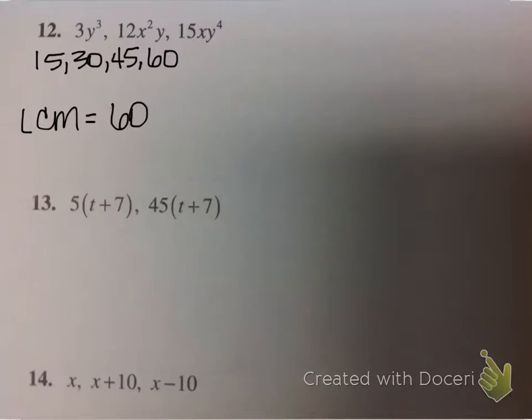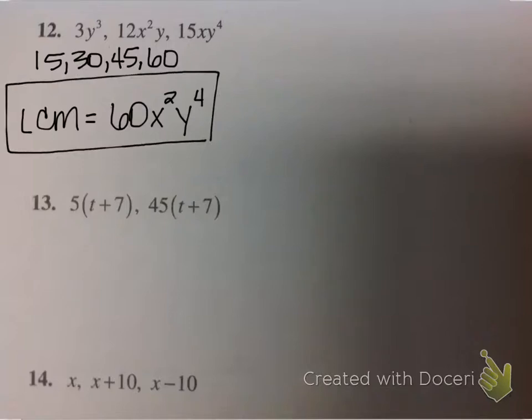Now let's look at the x's. In the first one I don't have any x's, in the second one I have x squared, and in the third one I have a single x. Remember we said that you have to go with the largest exponent that you see. So x squared. And then finally let's look at our y's. Y cubed, y to the 4th. Well, what's the largest exponent? y to the 4th. So there's my LCM, and I did a small list, but I didn't do a large list or multiple lists. I didn't do my prime factorizations. So once you get comfortable with your LCMs, you really don't have a lot of work involved.